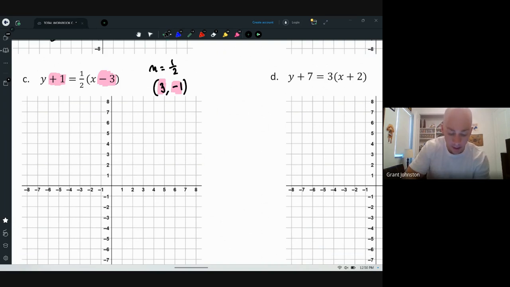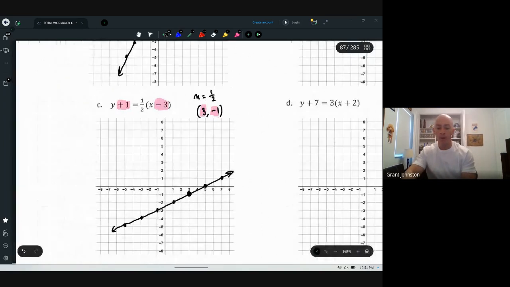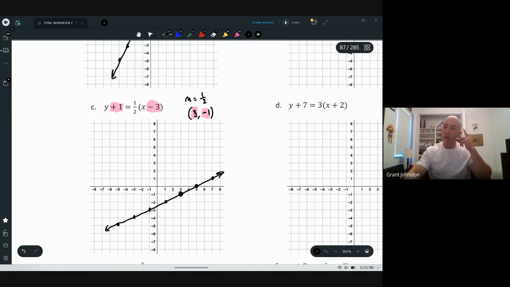So our point's at 3, negative 1, should be here. And our slope is 1/2. So I'm going to go up 1 over 2, up 1 over 2. There's our line. Okay. I'll let you do the rest on this page.